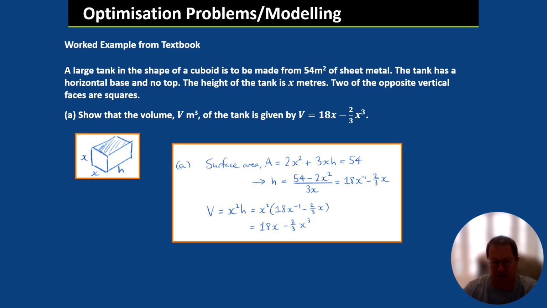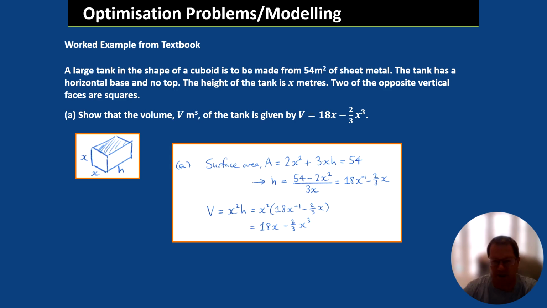The surface area has to be 54 metres squared. So let's form an expression for the surface area. There are two square ends, each x by x, so that makes 2x squared. And then because there isn't a top, there are three rectangles, each of x by h, so 3xh. And the total surface area, 2x squared plus 3xh equals 54. We then make h the subject because we're looking to get a formula for the volume only in terms of x. So we want to eliminate h from the volume formula when we get there.